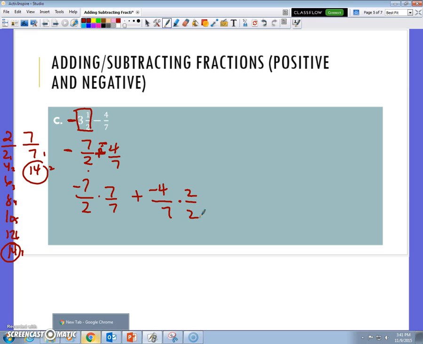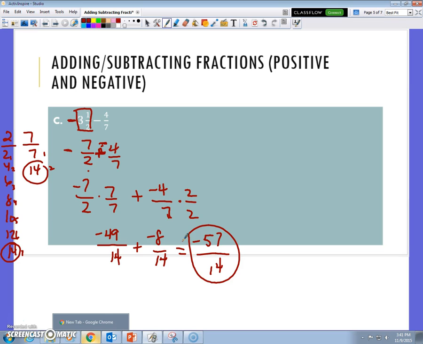Now the whole point being is to match my denominators together so I can add these fractions. So when I multiply, I have -49/14 plus -8/14. Same signs, add and keep. So I'm going to say that's -57/14. And that is my best answer. Nothing to reduce there. Okay? You don't have to change to an improper fraction, or you don't have to change to a mixed number. That's it. That's as good as it needs to be.